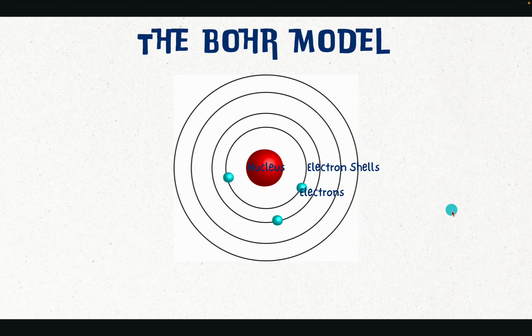Now let's discuss the Bohr model. So the Bohr model is very simple. It's a nucleus in the center and then a bunch of shells around it. We'll talk more about these shells later. And the electrons are displaced on those shells.